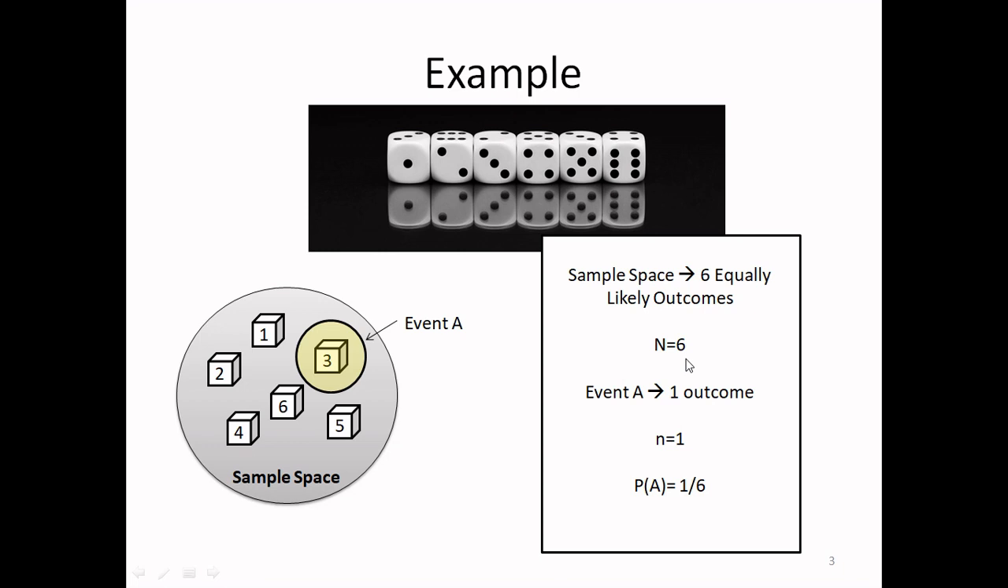Secondly, I need to find out how many outcomes are present in my event A. In this case the number of outcomes is just 1, so we have small n equal to 1. I'm using the formula given on the previous slide. I have computed the probability of event A, which will be equal to 1 by 6. So in this way we can see how important finding out the total number of outcomes in an experiment is.